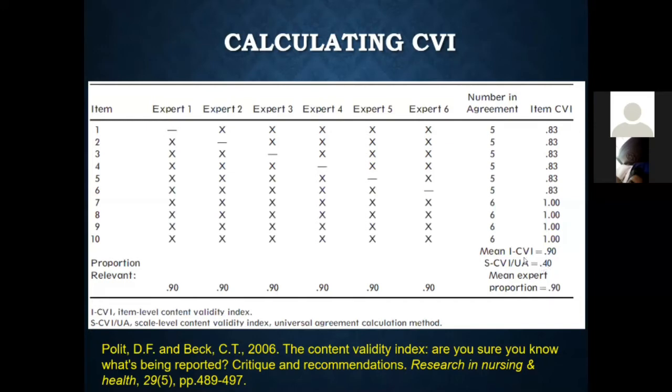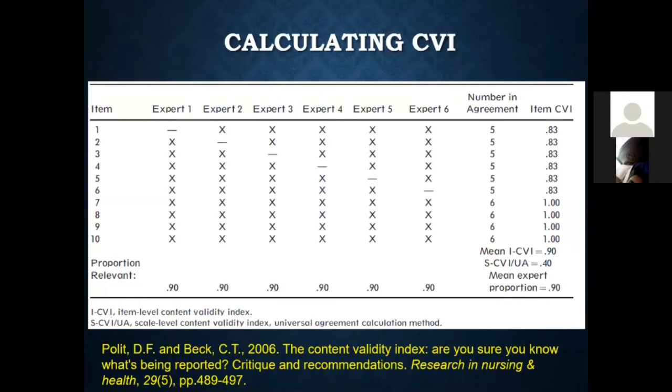For CVI, in general, we would like to see our items have more than 0.8. But there are many suggestions for the cut-off, so you need to refer to a specific paper. If, let's say, there is a paper saying that if you have 5 experts, then your CVI must be more than 0.76, for instance, you need to cite that paper. So it depends on your citation as well. So this is CVI, very easy to calculate.